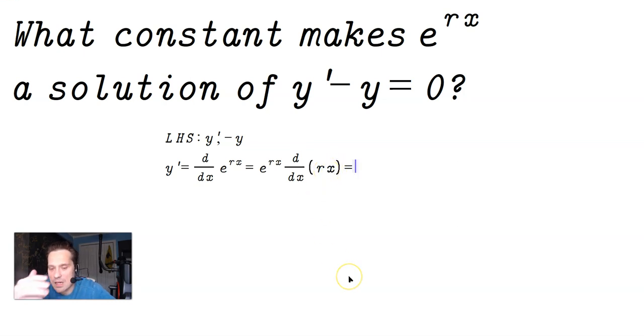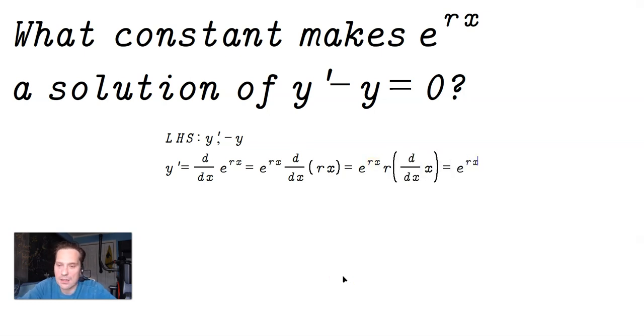If you wanted to be very careful, you would have, in other words, e raised to the rx, separate the r away, and then just differentiate the x alone. So that's going to leave you e raised to the rx times r, since the derivative of x with respect to x is 1. So we have r e raised to the rx. Really, this is just an exercise in using the chain rule carefully.